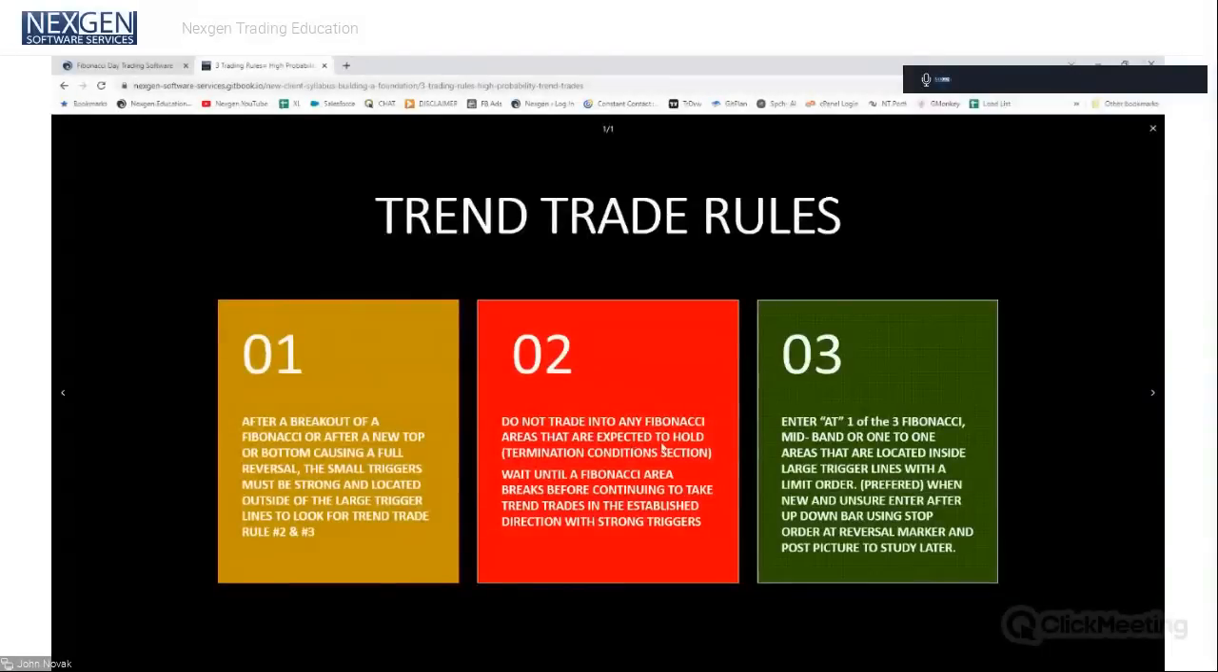Don't trade into any fib areas that are expected to hold. Well, what does expected to hold mean? It means the bars are on the wrong side of the small triggers. It means the triggers aren't getting past the area, right? Those are the two things that tell you it's expected to hold. Does that make sense? Because expected to hold is kind of an ambiguous concept.